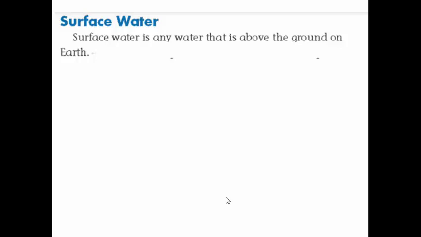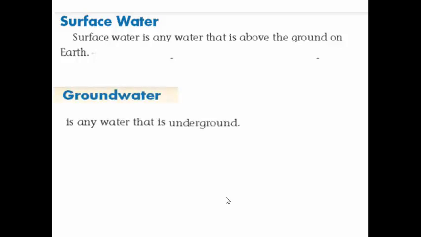Here we have two types of water. We have the first one, surface water, and the second one, groundwater. Surface water is any water that's above the ground on Earth. It's any water you can see with your eyes, found on the surface, like seas and oceans.